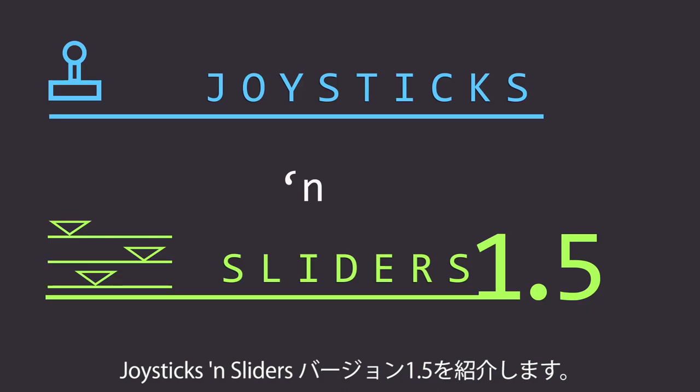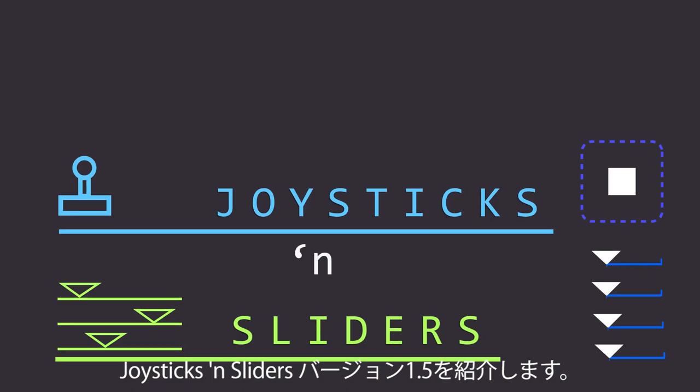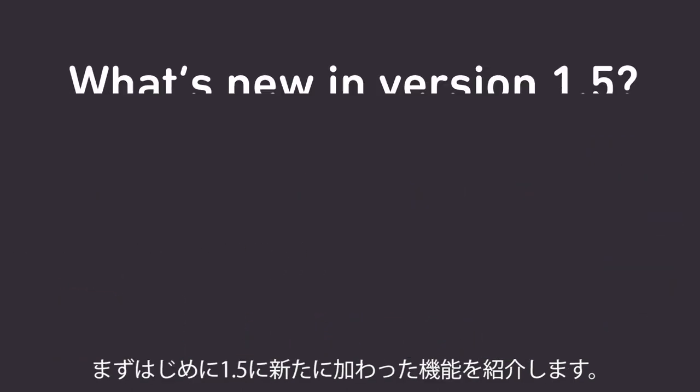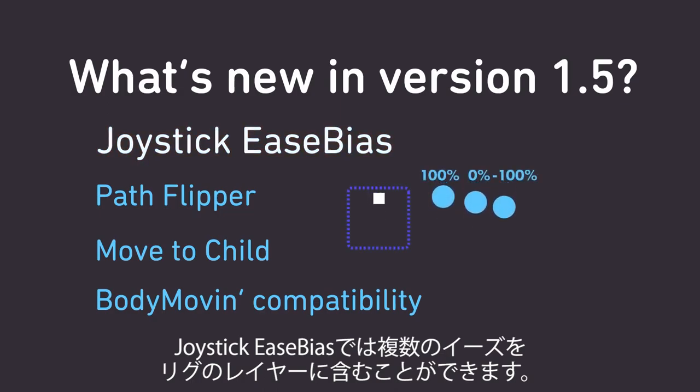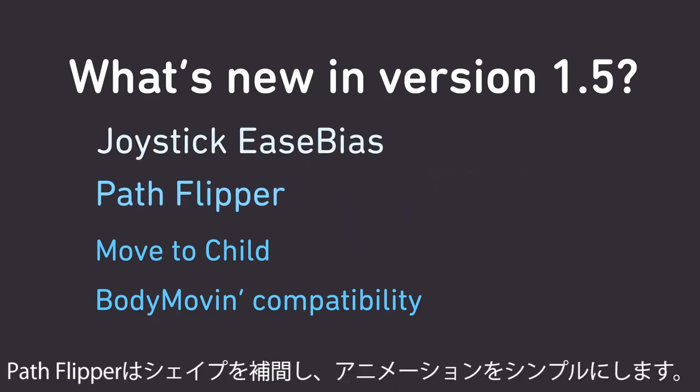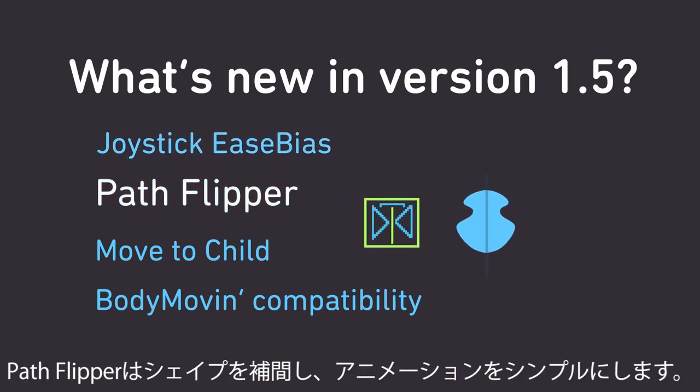This is a new version of the overall tutorial video, which includes all of the features that have been added since its initial release. Here's a list of what's new in version 1.5. Joystick Ease Bias allows you to assign different eases to your layers connected to your rig. The new Path Flipper Setup tool is very useful for those who like to rig path shapes. It'll flip your path shape in an interpolation-friendly way.